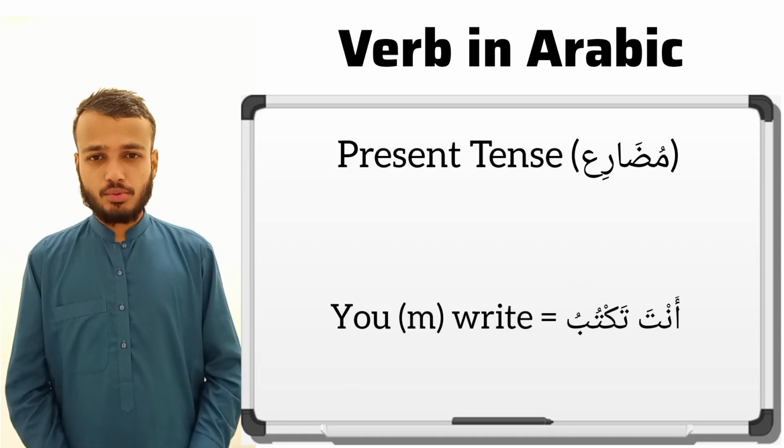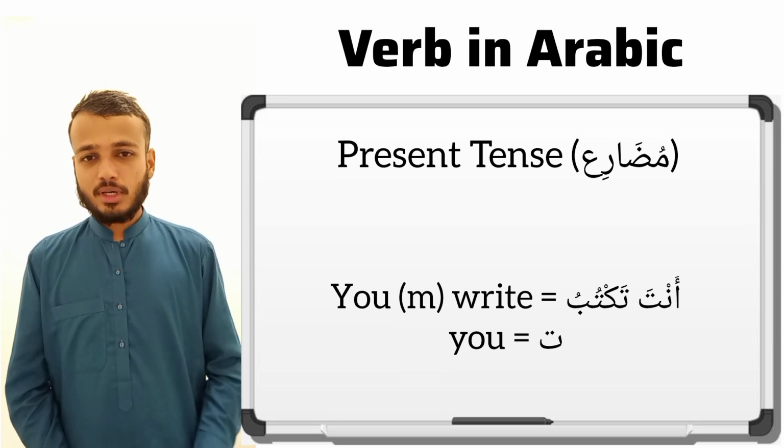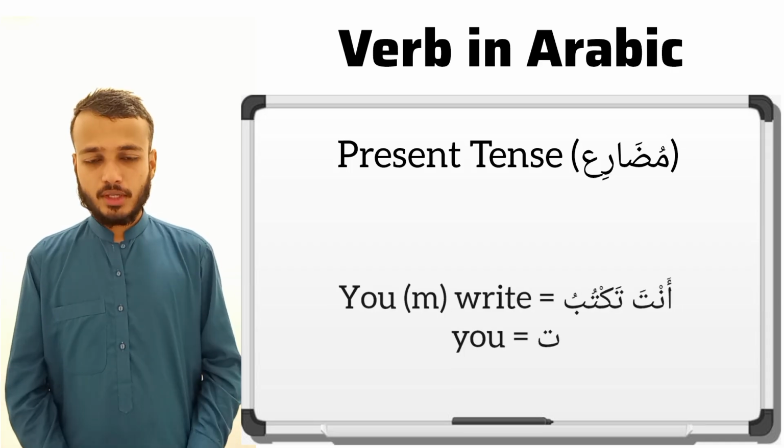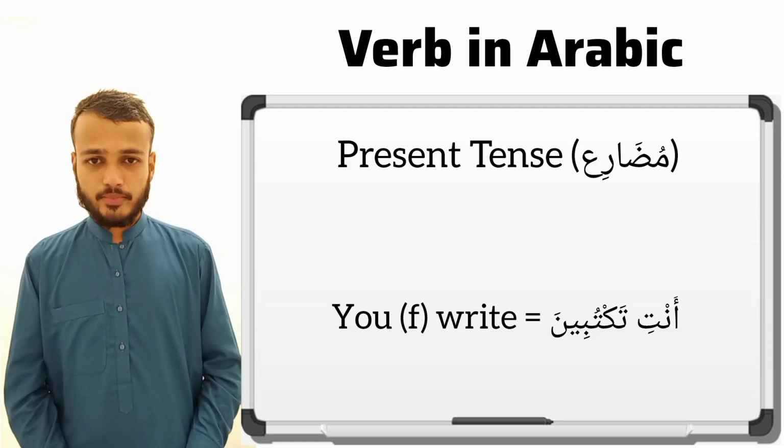You write, anta taktubu. You mean anta, write mean taktubu. If we use you, we add ta at the starting of the verb. If we use you for female, we say anti taktubina. You write, anti taktubina.